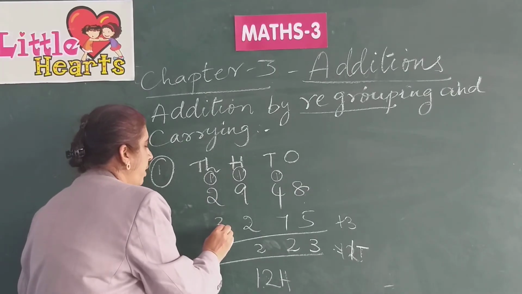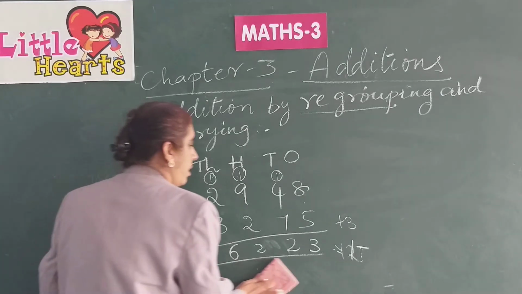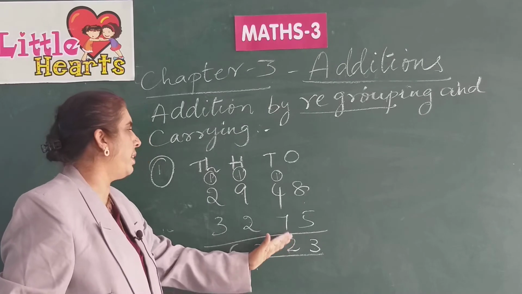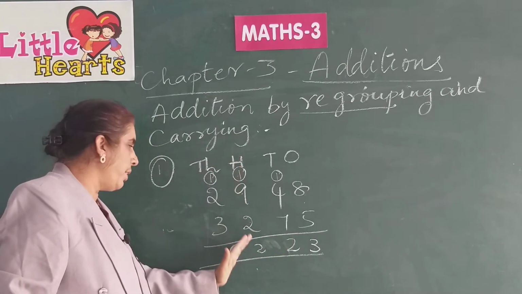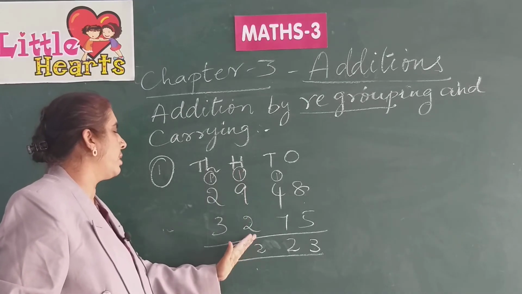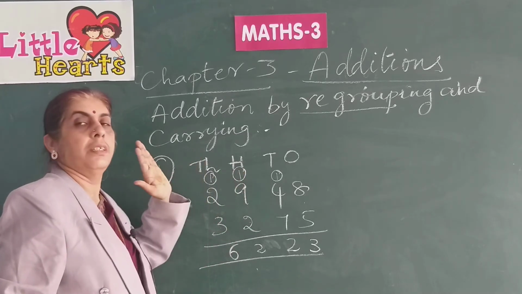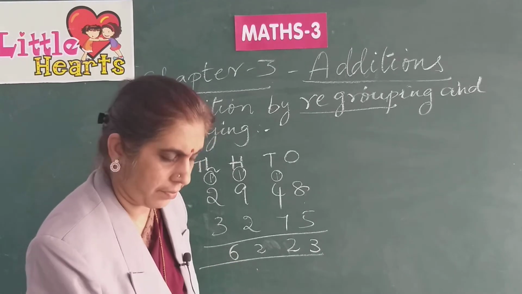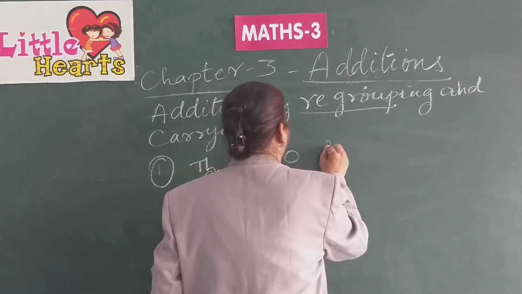So, 2 plus 3, 5, 5 plus 1, 6. In this way, we will regroup. 10 tens make 100, so we carry that 1 to the hundreds. If you get 2 digits here, like we got 12 here, 10 hundreds make 1000. That one will be shifted to the thousands place. Now let us go with the 3-4 digit numbers.